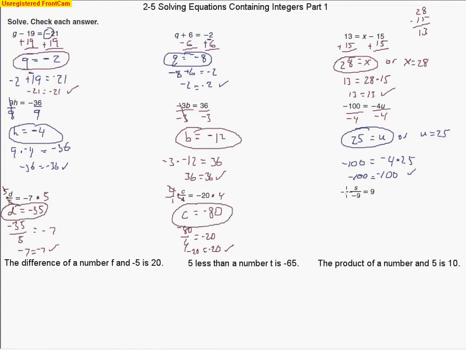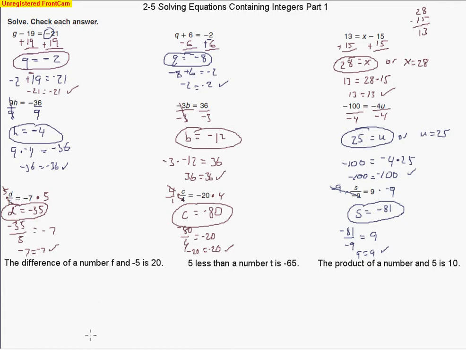And the last one of this type, we're going to multiply by negative 9 because it's S divided by negative 9. So the opposite operation is multiplication. Well, S equals negative 81. Is 9 times negative 9 does equal negative 81. Let's check the answer. Negative 81 divided by negative 9. Two negatives cancel. 9 into 81 goes 9 times. So 9 does equal 9. It does check out, so we know it's the right answer.